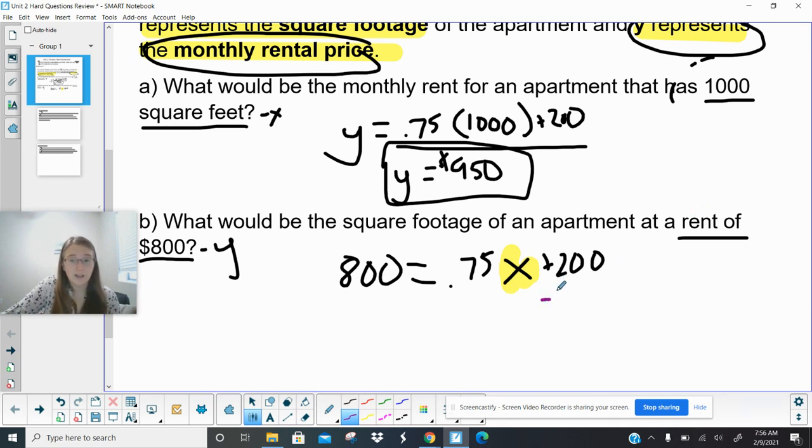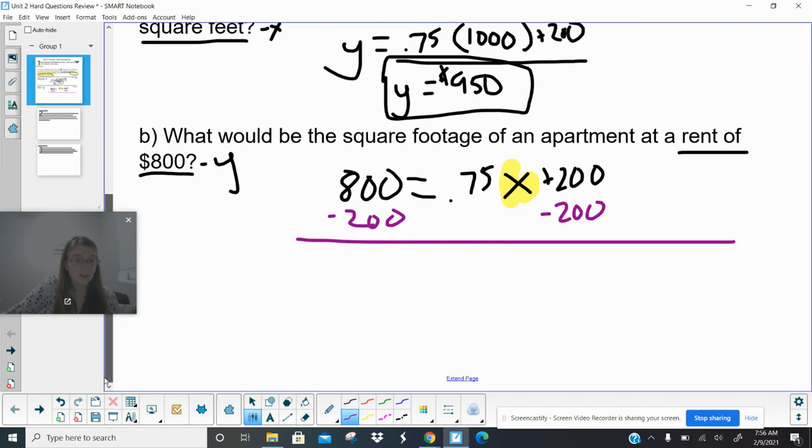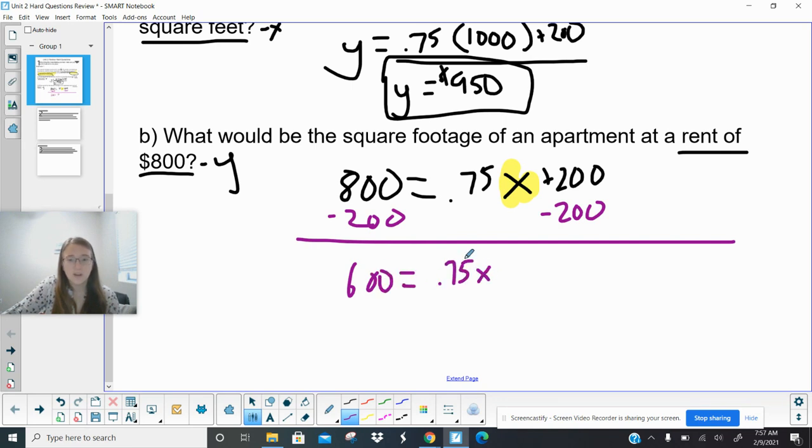Hopefully, guys, we shouldn't get scared with this stuff. I solved this like any normal equation you've been solving since, honestly, 6th grade, maybe 7th or 8th grade. Still, we should know how to do this. 800 minus 200 is 600. I've got 0.75x, so 0.75 times x is what this is. Therefore, we should be dividing. So x equals 600 divided by 0.75.